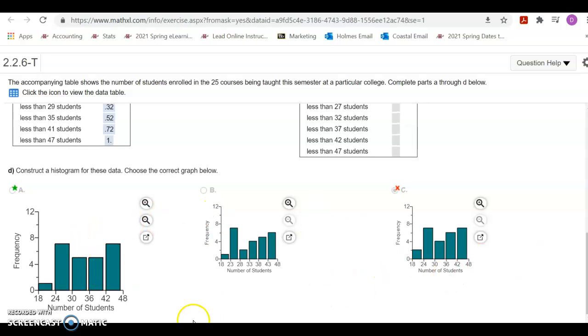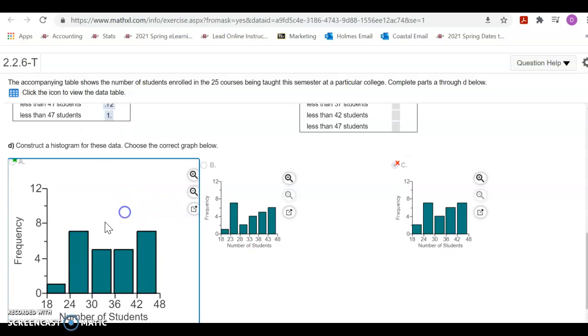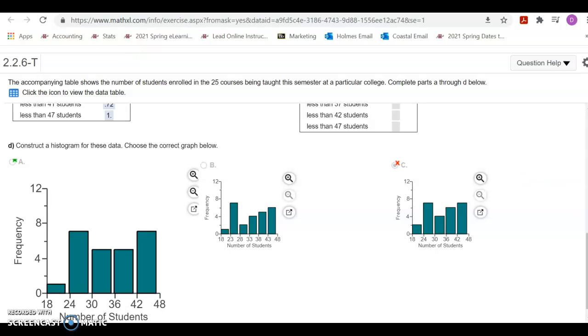So let me know if you have any questions about how to make a histogram, or how to look at these graphs, look at these numbers. You can zoom in, see how it's going up by 2. So halfway between 0 and 2, this is 1. This is 6. Halfway between 6 and 8 is 7. So you have to kind of get familiar with that part of it too.